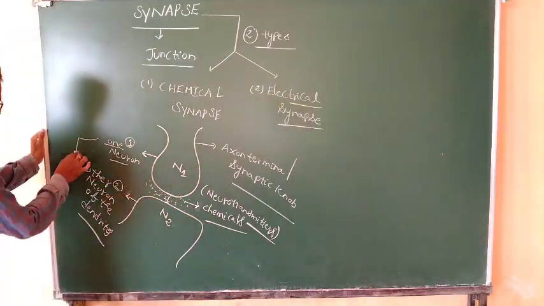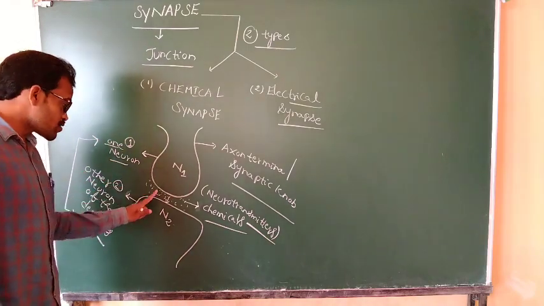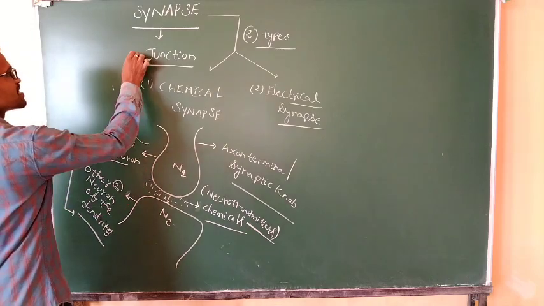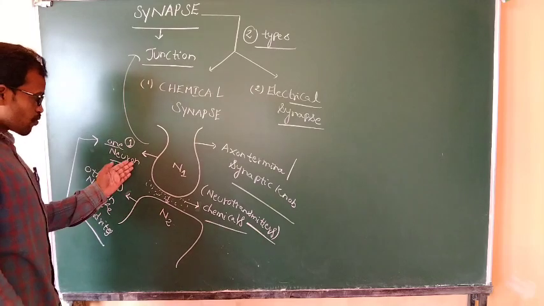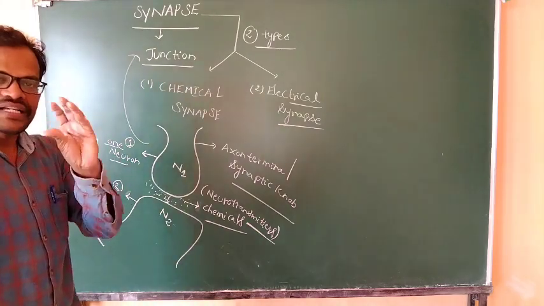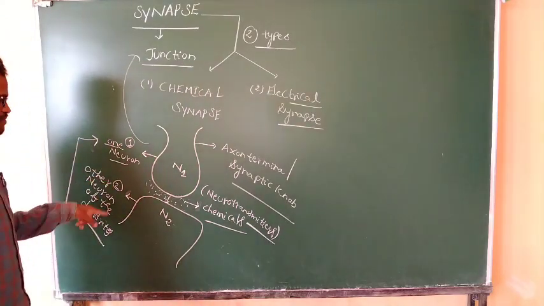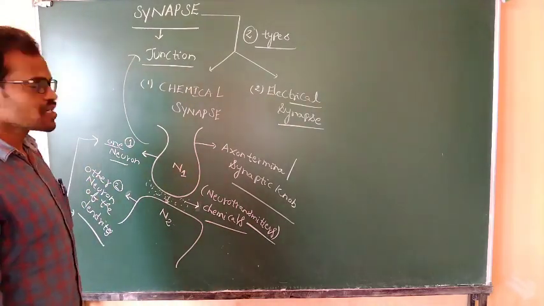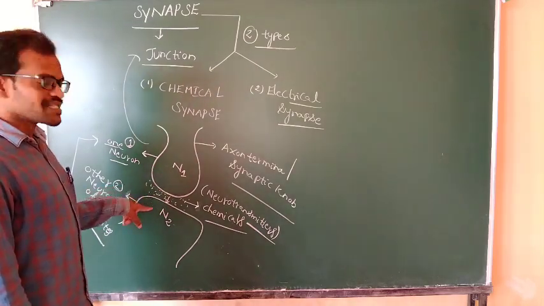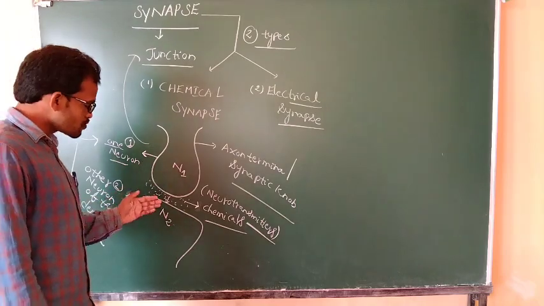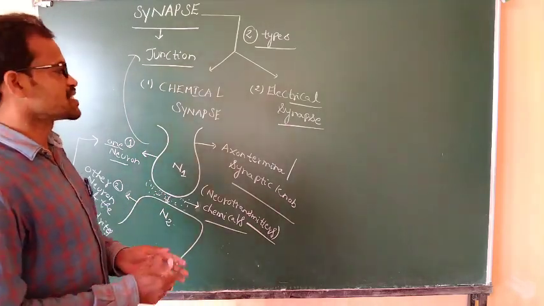The junction between one neuron and the other neuron is known as the synapse. Synapse means the gap, the junction between one neuron and the other neuron. The junction consists of chemicals. These chemicals send the message from one neuron to the other neuron. They communicate from one neuron to the other with the help of chemicals.